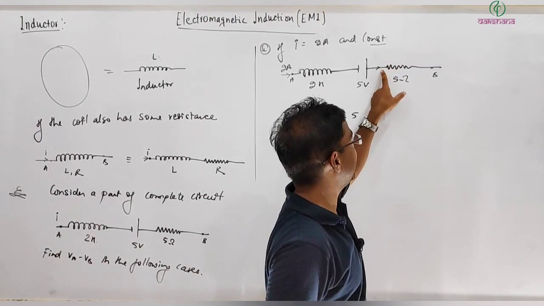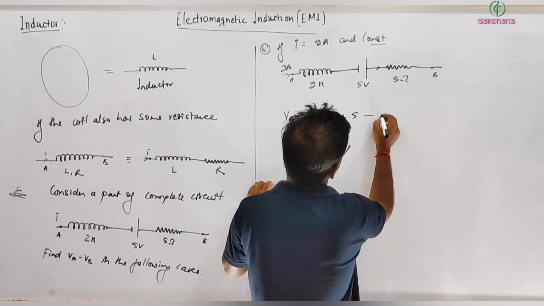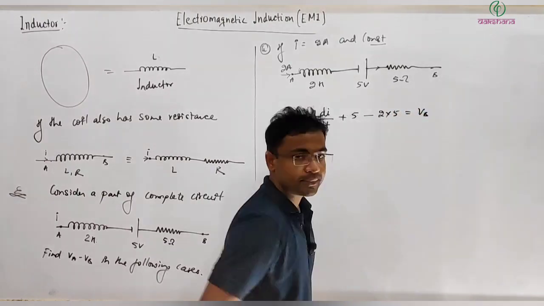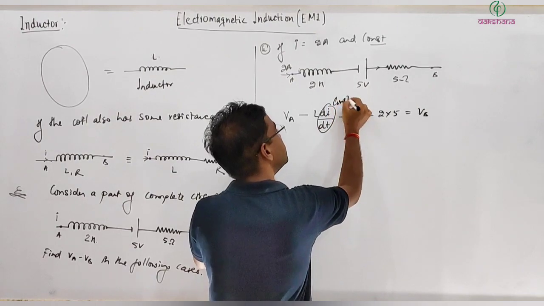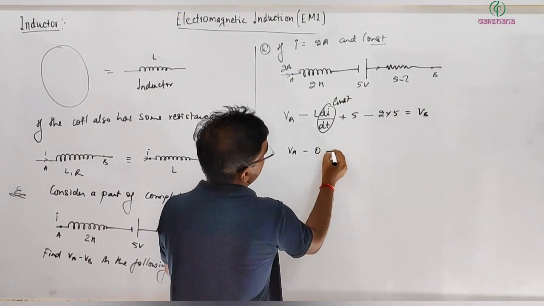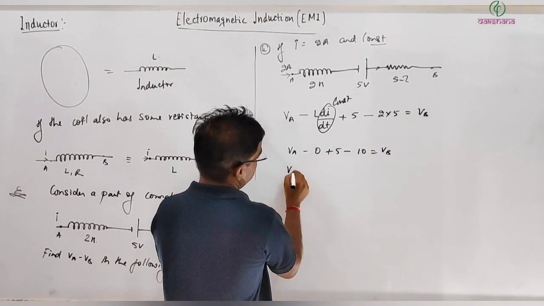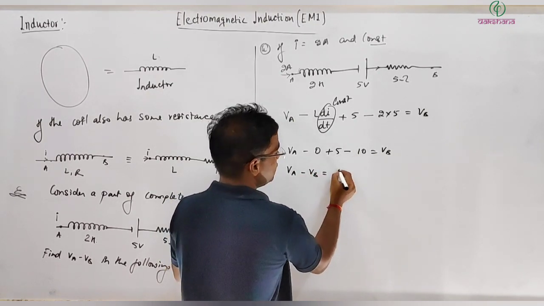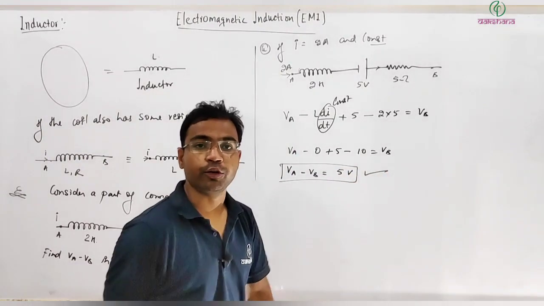So that means this should be high and this should be low. So if I am going in this way, then it will be minus. So it's minus I, that is 2 into R is 5, equal to VB. And here you know this di by dt is constant, so that means it is simply 0. Clear? So I can write VA minus 0 plus 5 minus 10 equal to VB, and VA minus VB is coming out to be plus 5 minus 10, it's 5 volt. This is the answer. I hope you understood.